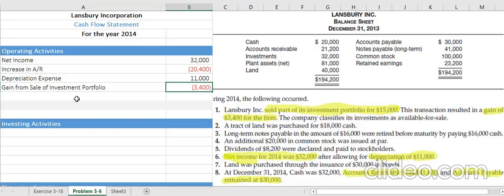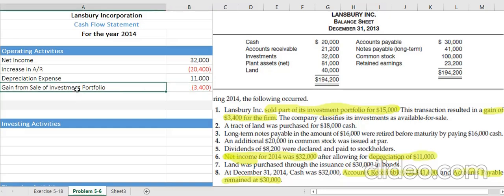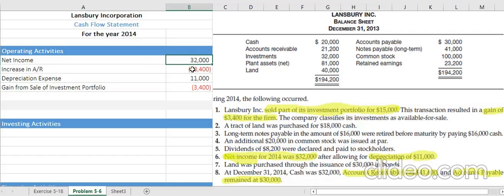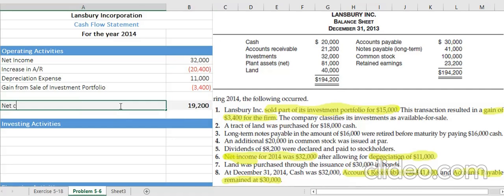So this is how you will adjust the gain on sale of the investment portfolio. What if you have a loss? We have another numerical on loss, so we will discuss the loss also, that if you have a loss, then how you are going to adjust that. So that's it. We have our net income, our working capital, our depreciation adjustment and the other adjustments as well. We can conclude what our overall cash flow is. So our net cash flow from operating activities is $19,200.